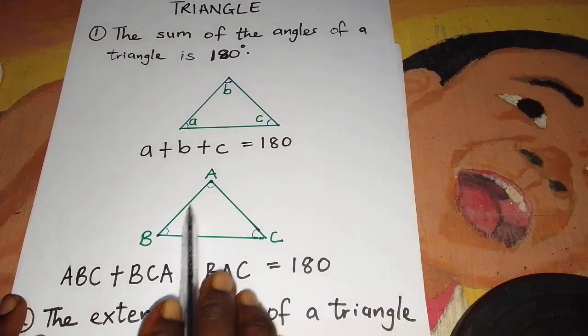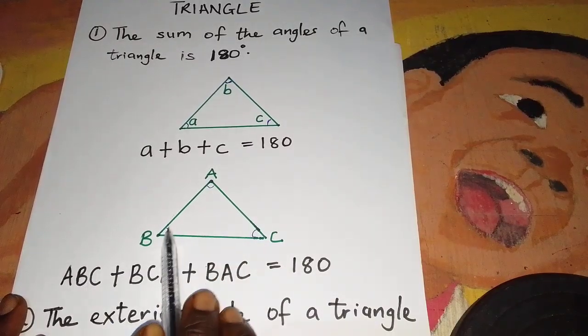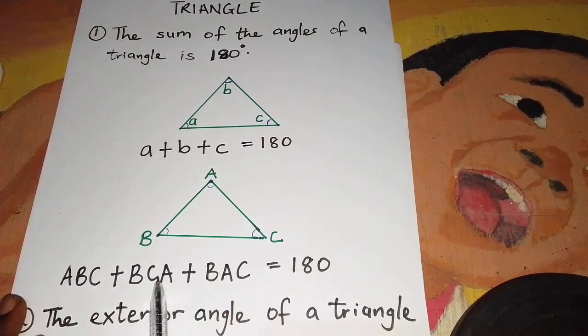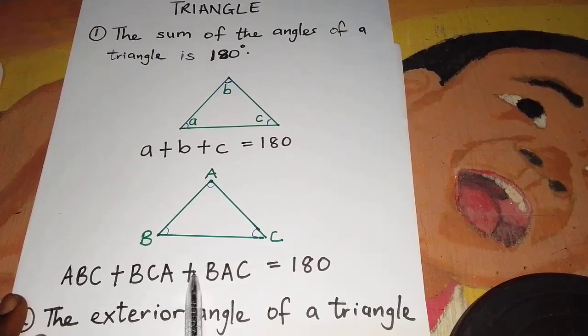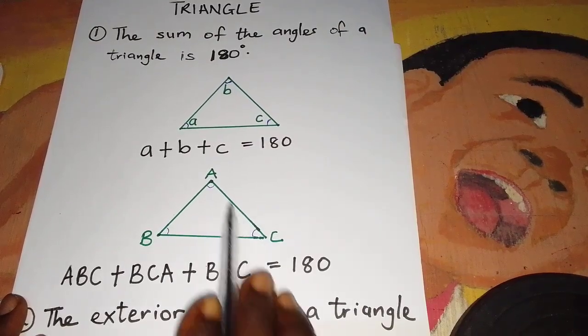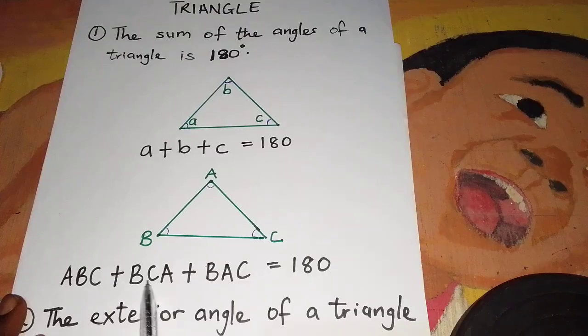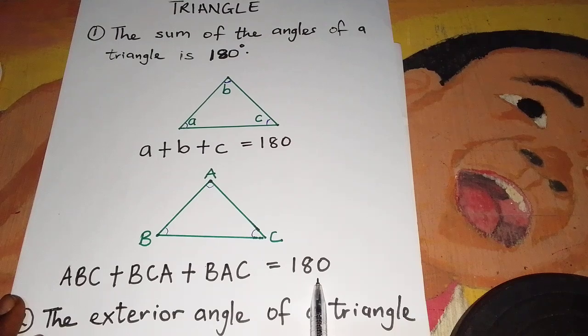So that means angle ABC, this angle, plus BCA, this angle, plus BAC, this angle. If you add the three angles together, it should always give you 180 degrees. We have three angles in a triangle, and the addition is always 180 degrees.